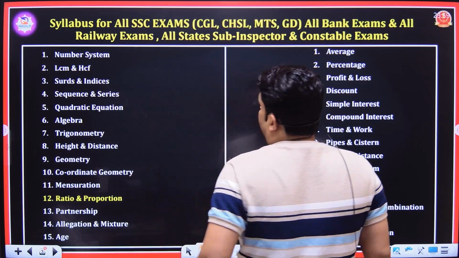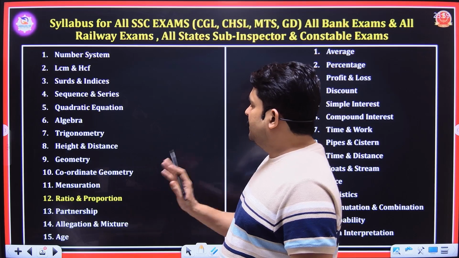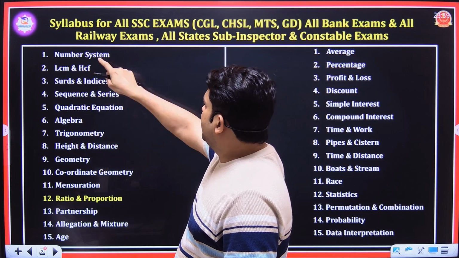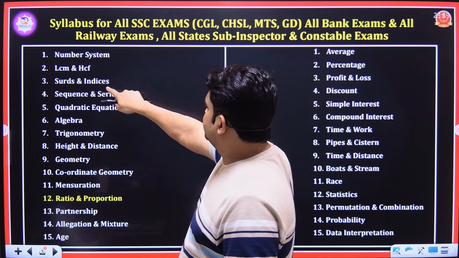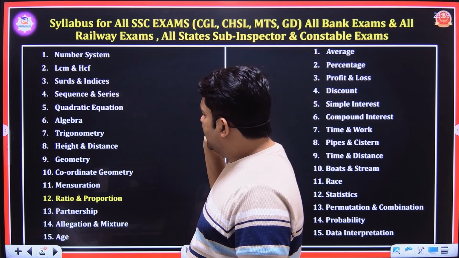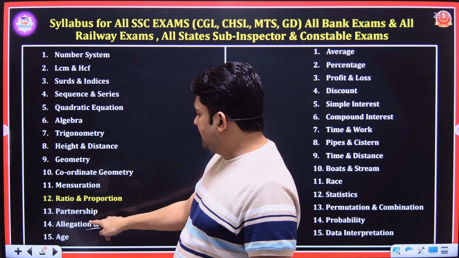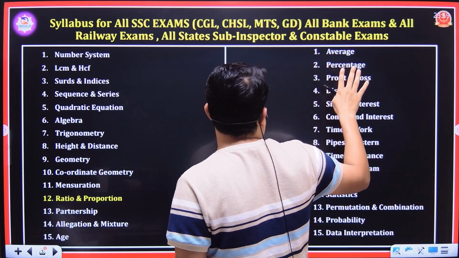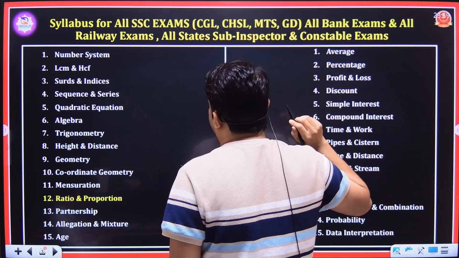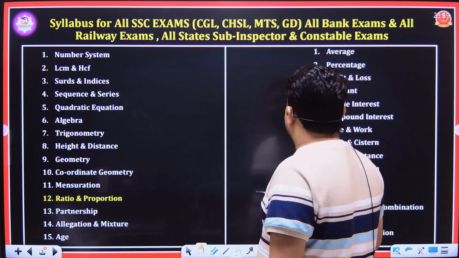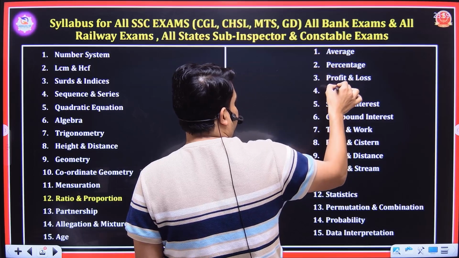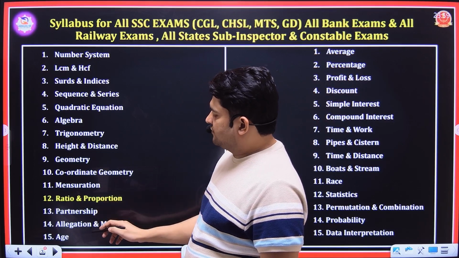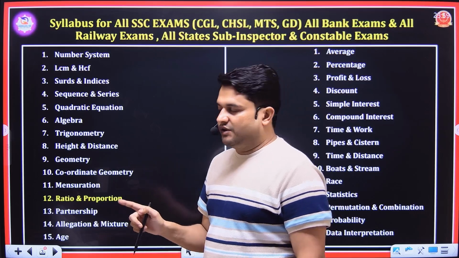So why will we start from ratio? Either we can start our chapters with number system, then we have to read LCM and HCF, surds and indices, sequence and series. Or we can start with ratio and proportion, partnership, allegation, mixture, age and average. Or we can start with percentage, profit and loss or discount. It means that either we can start with percentage, then we have to do this chapter and this chapter. Or we can start with ratio, then we have to do this chapter and this chapter. So we'll start with ratio and proportion.